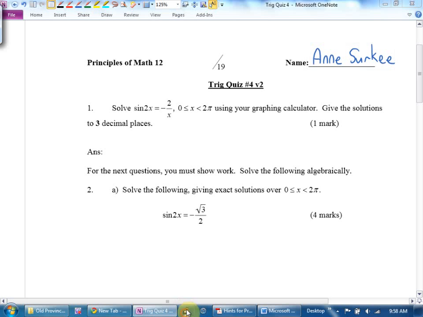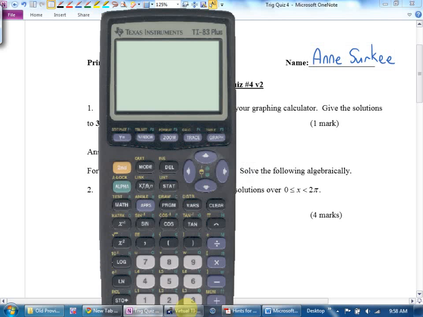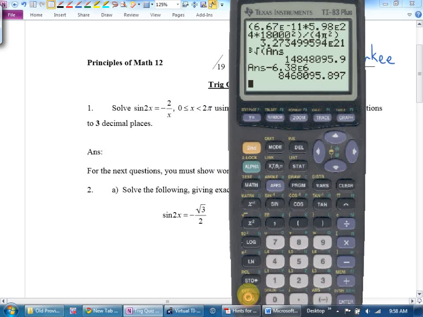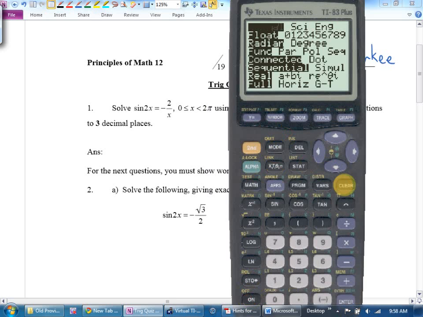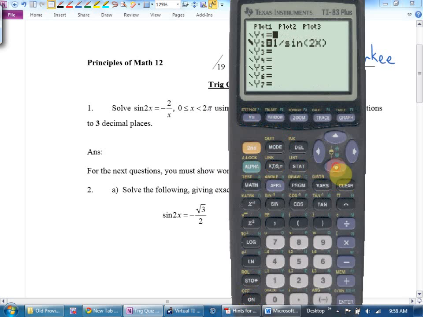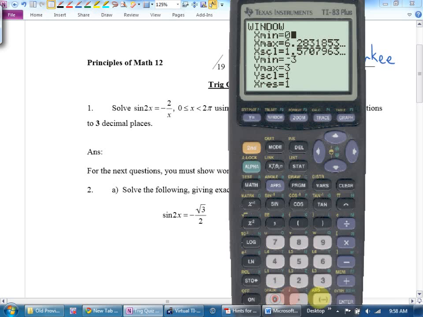So I'll boot up my graphing calculator. Hello, graphing calculator. And I will make certain that I am in radians, which I might not be. I am! And I will clear whatever equations I have here. Y1 is going to be the sine of 2x. Y2 is going to be negative 2 divided by x. Did they give me a domain? Now, sometimes they won't. If they don't, I usually go from negative 2 pi to positive 2 pi, but I keep an eye out on the graph to see if it looks like there's other solutions. But here they said to go between 0 and 2 pi. I think 6.28 is 2 pi, I think.